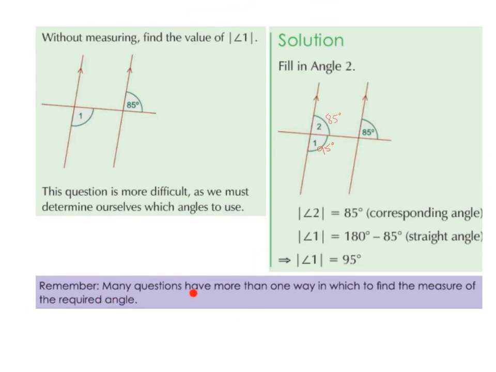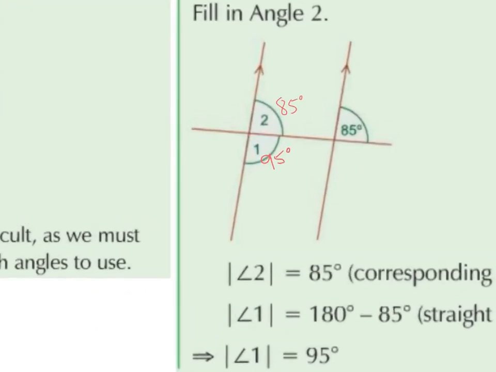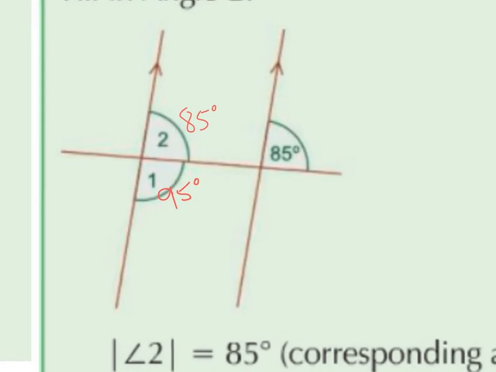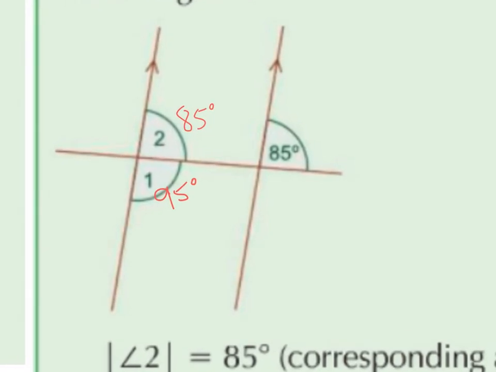So remember, many questions have more than one way in which to find the measure of the required angle. So let's have a closer look at our angles and fill in some other angles. We weren't asked for any more, but it'll give us a better idea of understanding angles and parallel lines. So if this is 85, then the angle opposite is also going to be 85, because opposite angles are equal. And again, if this is 85, then this is also going to be 85, because opposite angles are equal.